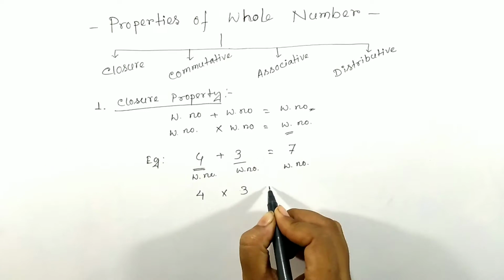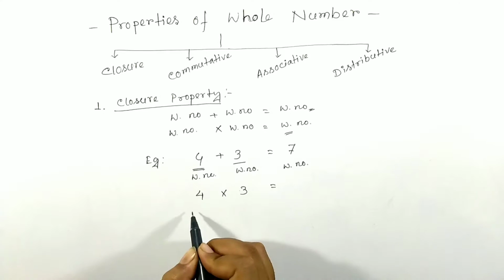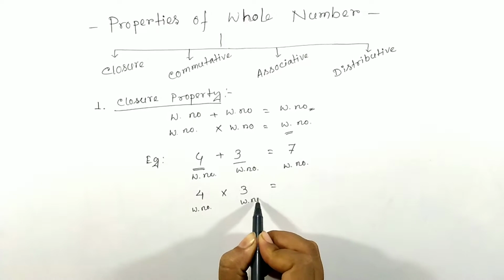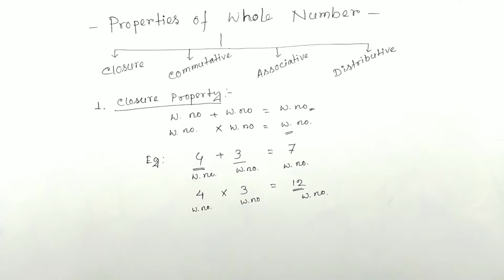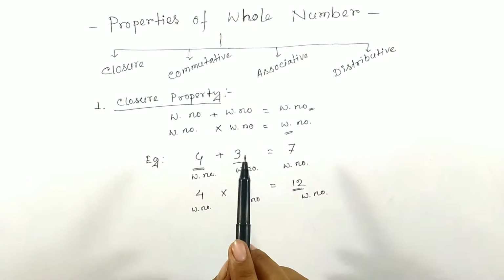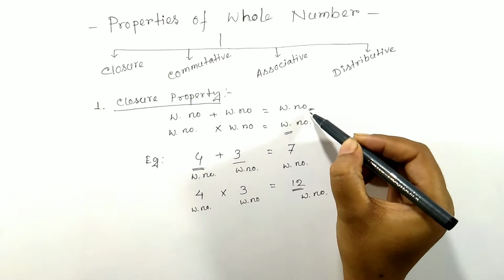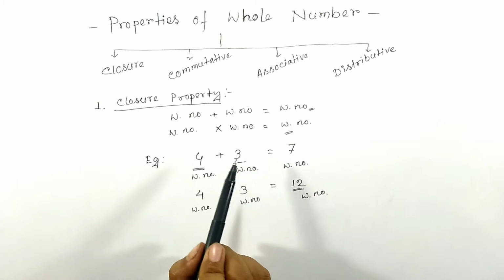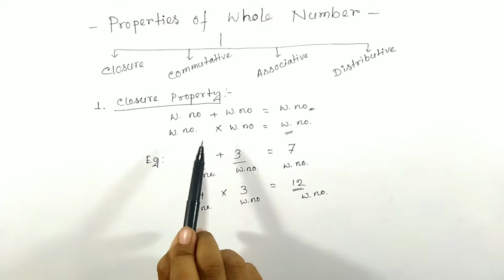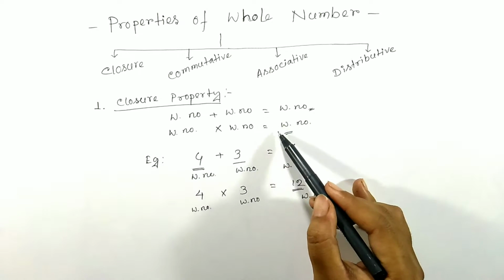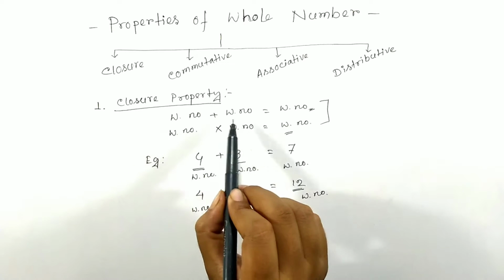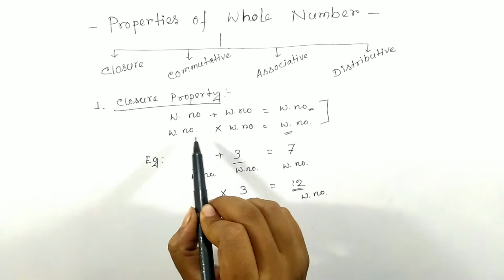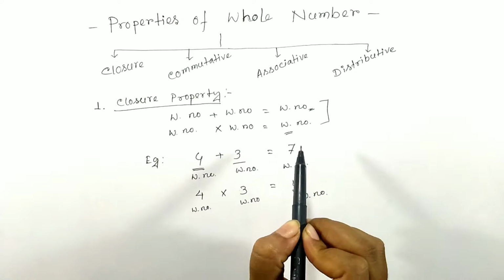Similarly, if you multiply 4 and 3, you know 4 is a whole number and 3 is also a whole number, and 4 times 3 is 12. 12 is also a whole number. That means closure property states that addition of two or more whole numbers always gives a whole number as a sum. In case of multiplication, if you multiply two or more whole numbers, you will get again a whole number as a product. So remember these two lines: whole number plus whole number equal to whole number, and whole number into whole number equal to whole number.